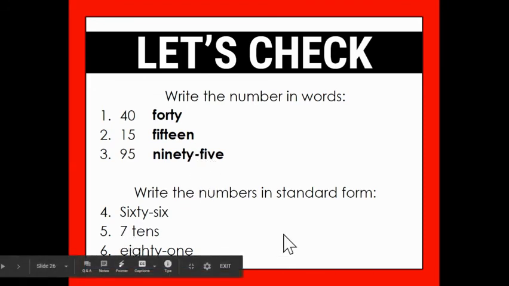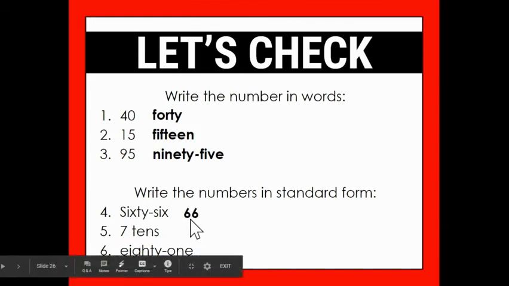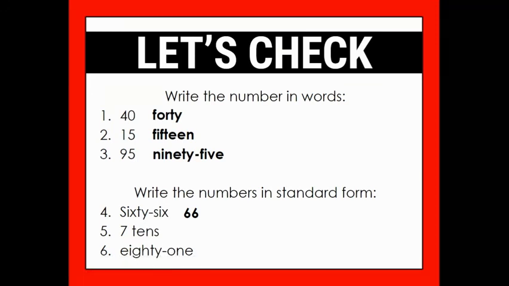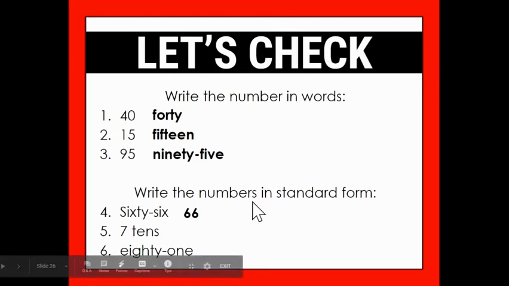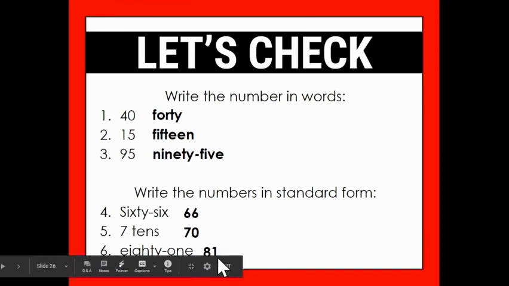All right, let's look at numbers 4, 5, and 6. For number 4, did you write the number 66? How about number 5? It's 7 tens. If I count out 7 tens, 10, 20, 30, 40, 50, 60, 70. Did you write out 70? And for the last one, it says 81. Did you write the number 81? Hopefully you did.